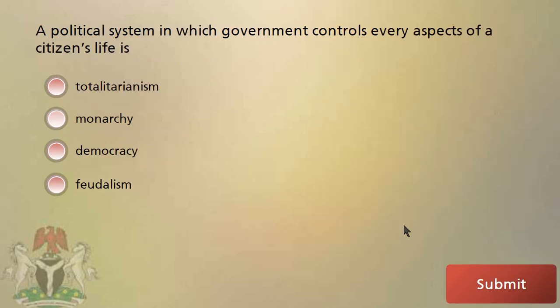Question 3. A political system in which government controls every aspect of a citizen's life is: A. Totalitarianism, B. Monarchy, C. Democracy, D. Feudalism. Well, I want you to know that totalitarianism is a modern form of authoritarianism in which the state controls every aspect of the individual's life. So the right answer is A.